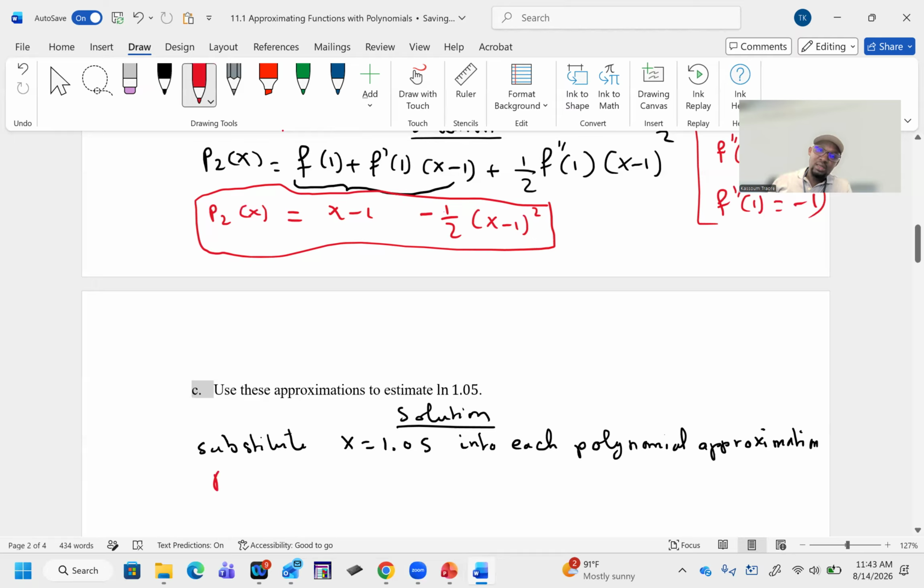You can see P sub 1 of 1.05 would be equal to what? Let me write each function that we have first, and then I would substitute. P sub 1 of x is equal to x minus 1, which means P sub 1 of 1.05 will be equal to 1.05 minus 1, which would give us 0.05.